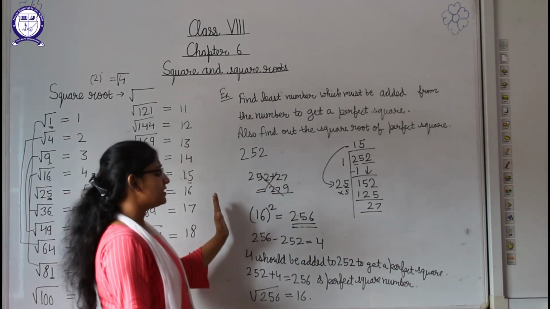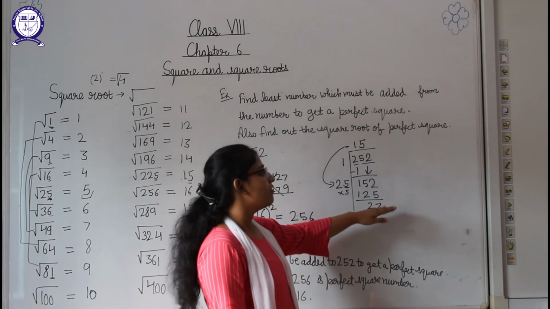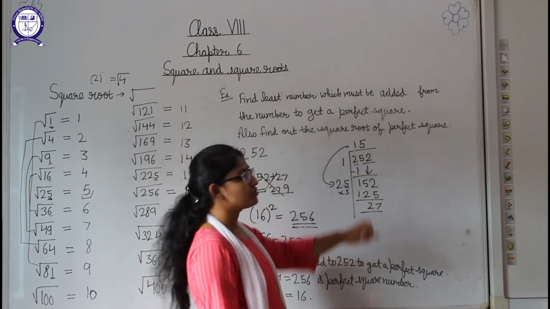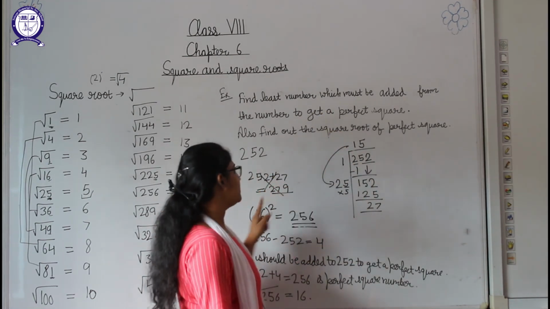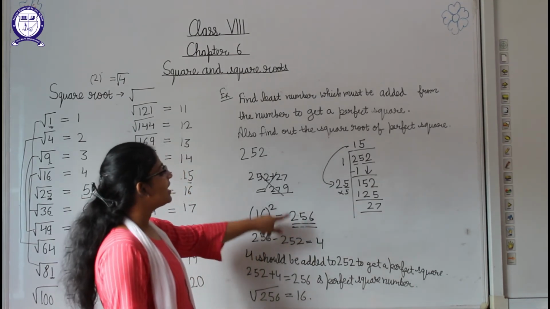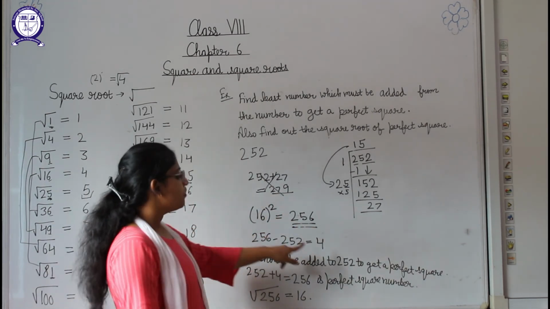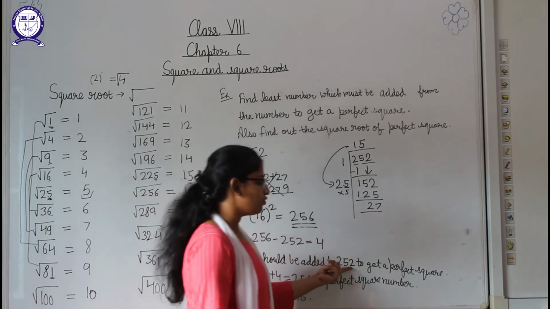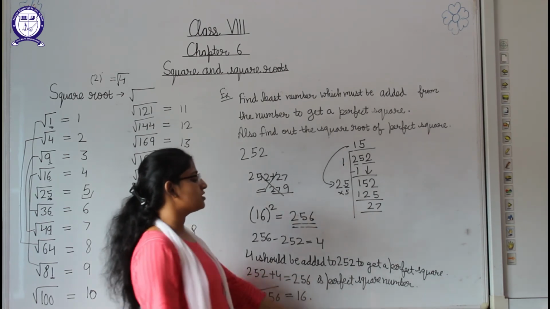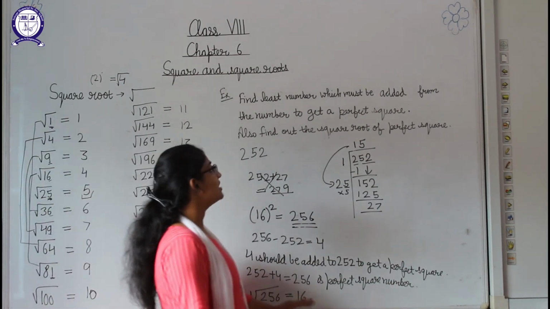So students, in this question what you have to do is find the square root by the division method. Obviously you will get a remainder. So whatever the answer is here, you will take the square of its next number. It was 15 here, that's why I have taken the square of 16. We get 256. Now we will check what number should be added to get 256. So 4 is the answer. 4 should be added to 252 to get a perfect square. So when we add 4 to 252, we get 256, which is a perfect square number, and the root of 256 is 16. That's why 16 is our answer here.